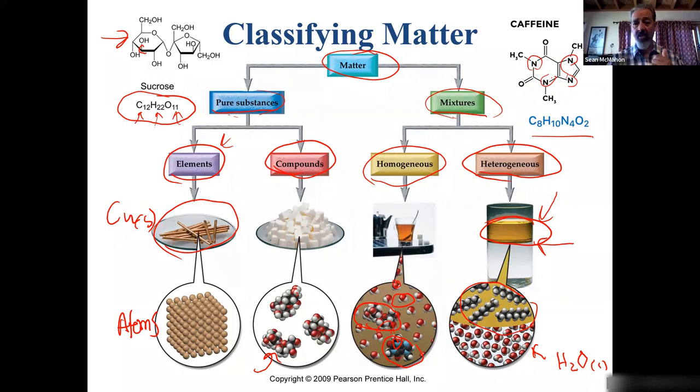Again, molecular structural models, chemical formulas, don't worry about it. I'm just trying to introduce it because you've probably seen it, and we're trying to categorize it with matter itself.